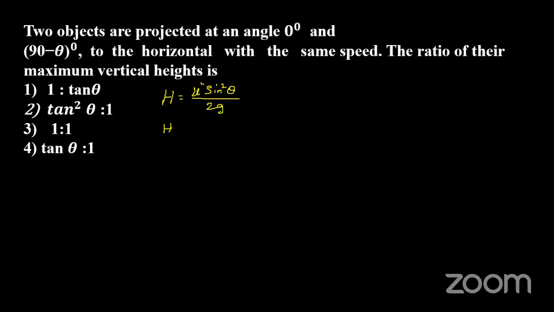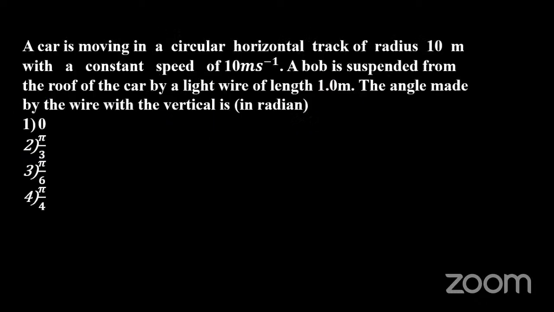So first one will be h1 proportional to sin square theta. Next, h2 proportional to sin square 90 minus theta. Sin 90 minus theta is cos theta, so it becomes cos square theta, since maximum height has a square. So I have taken the ratio h1 to h2 as sin square theta by cos square theta. Sin by cos is tan, so it will be tan square theta is to 1.